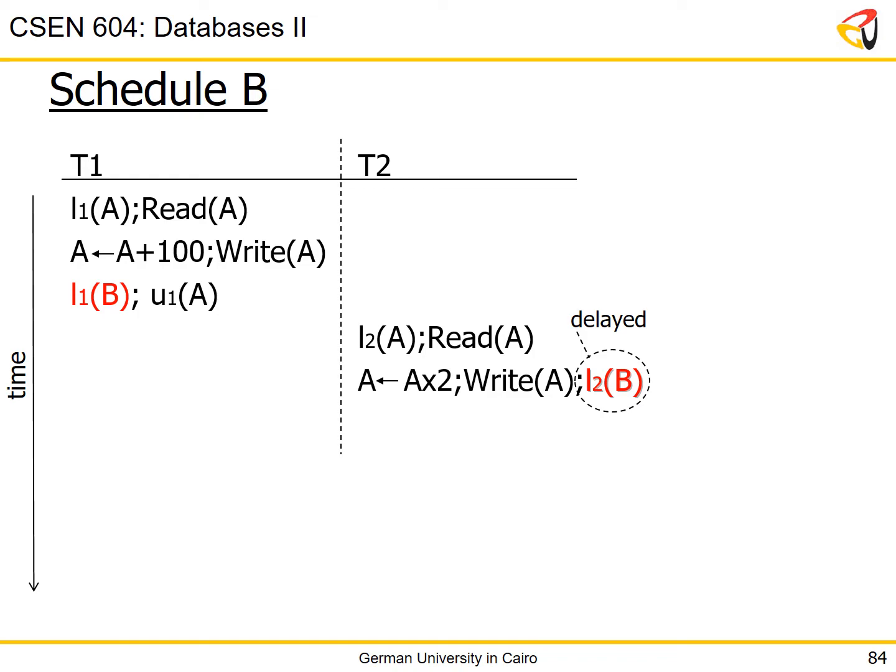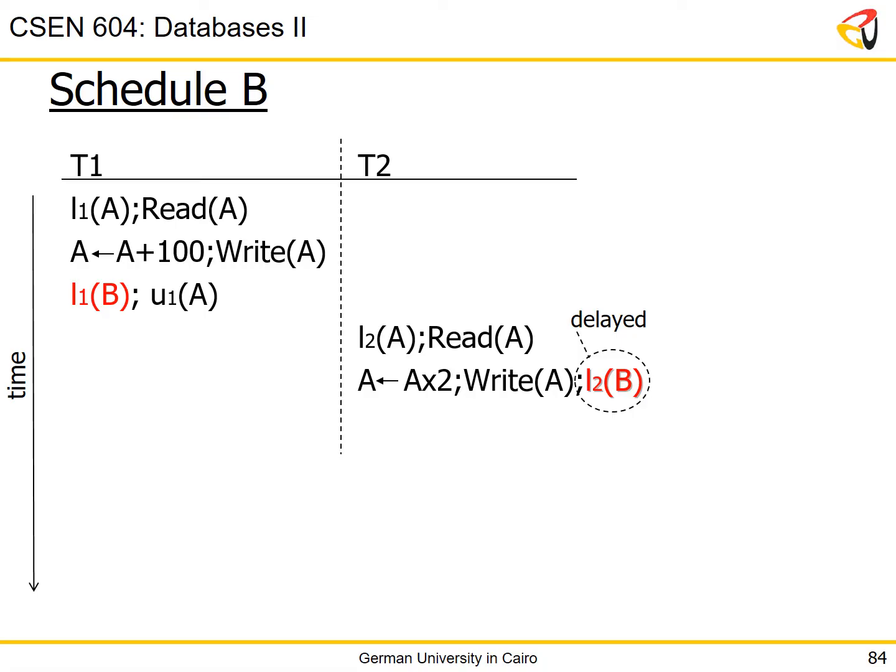Now, let's try to trace this. So let's say that we have the following. T1 starts running first by the operating system. So the thread runs. I request a lock for A, which is L1A. It will get it. It will read A. It will add 100 to it. It will write A back. And then we'll request a lock on B.